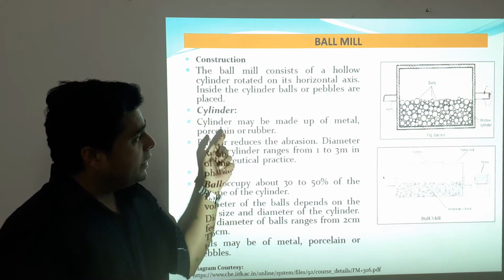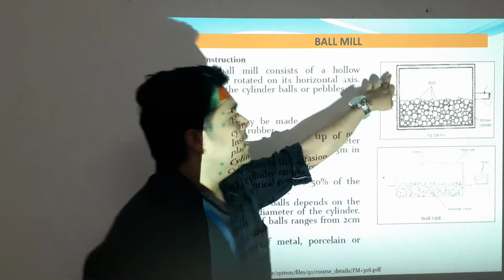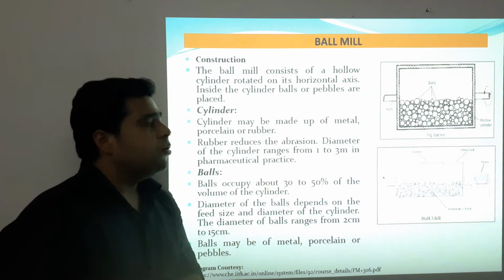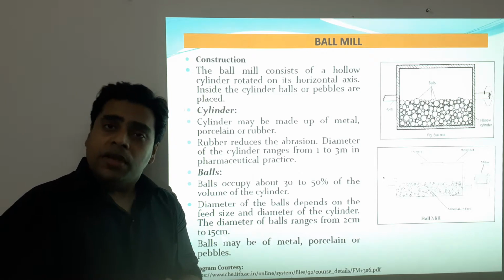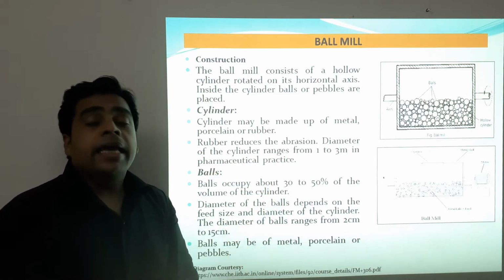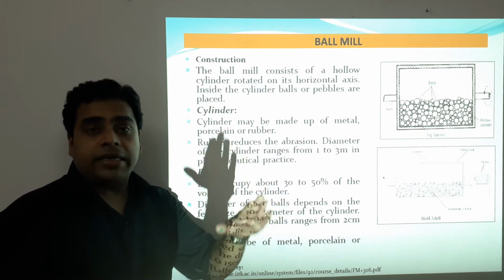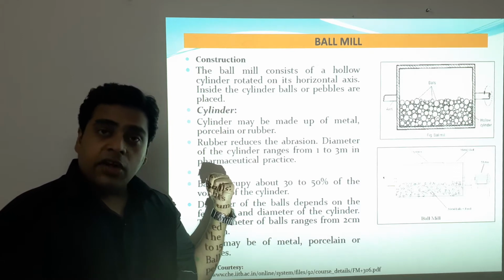Let us come to the cylinder. The cylinder is generally made of metal or porcelain or sometimes rubber. Rubber reduces abrasion, and the diameter of the cylinder can range between 1 meter to 3 meters generally in pharmaceutical practices. What is the specificity of the balls?